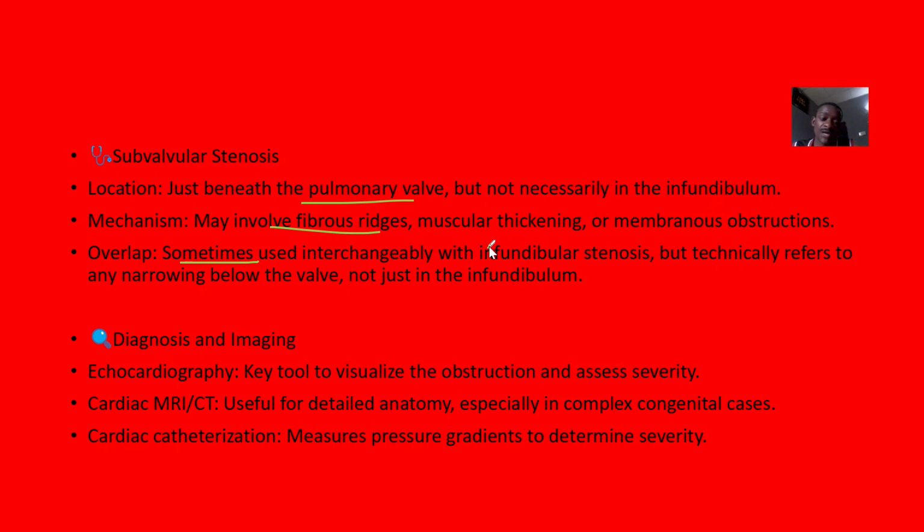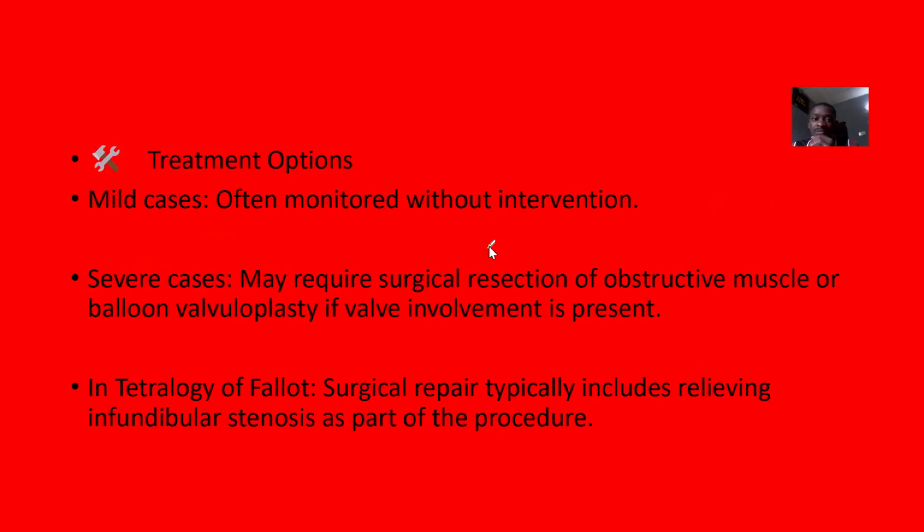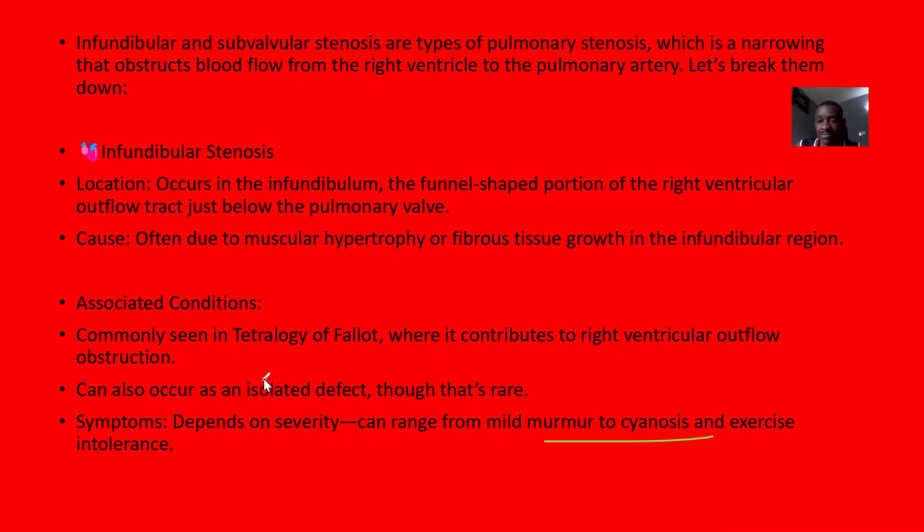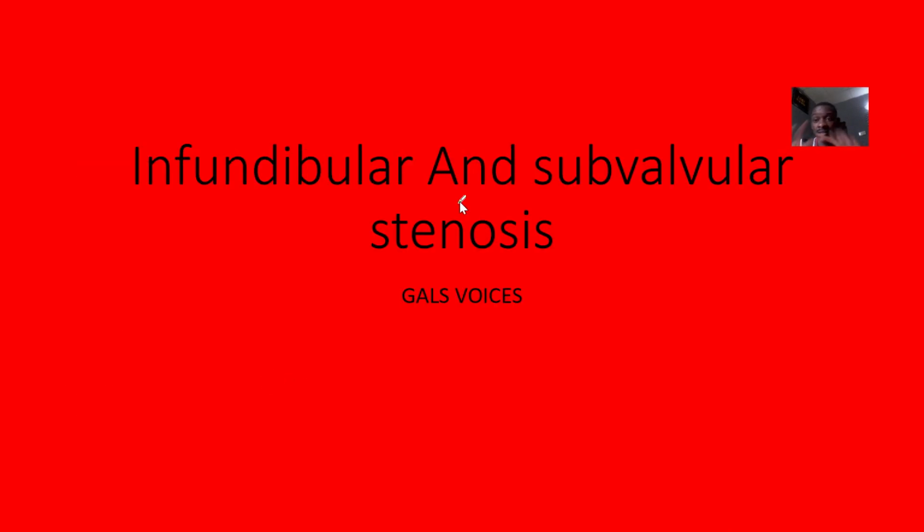So diagnosis of those: echocardiogram, MRI, CT scans, cardiac catheterization. Treatment options: if it is mild, just keep monitoring. If it is severe, they resect anything that is obstructing that place, or they can use a balloon to keep the place open so that blood keeps flowing to the lungs. So in Tetralogy of Fallot, they do some other special surgeries to correct it. Okay, so that's it for these two types of pulmonary valve stenosis.